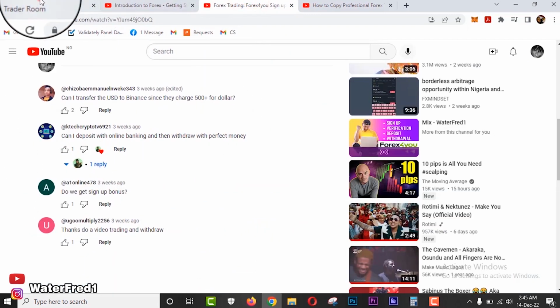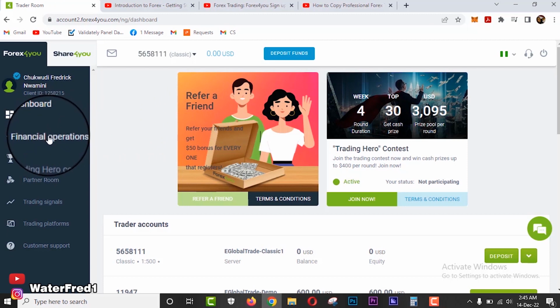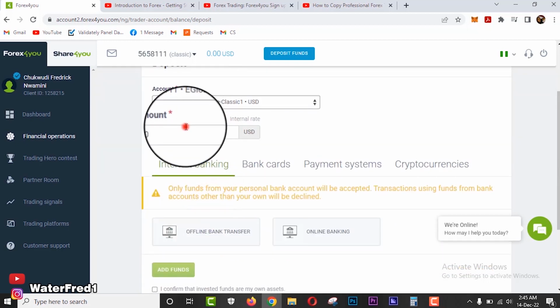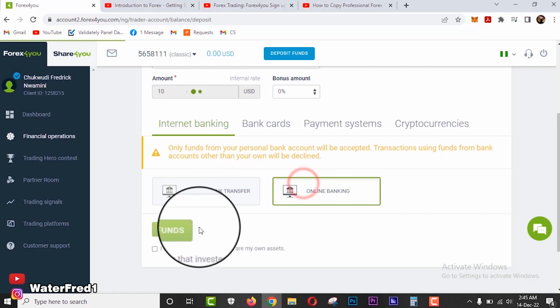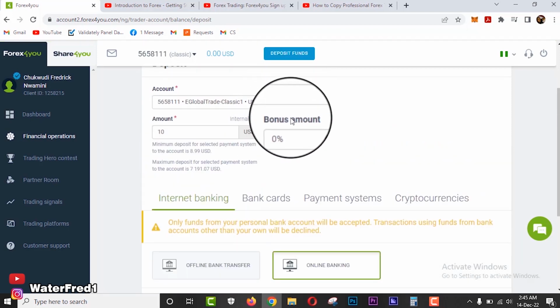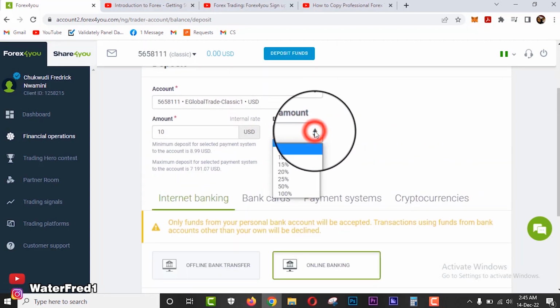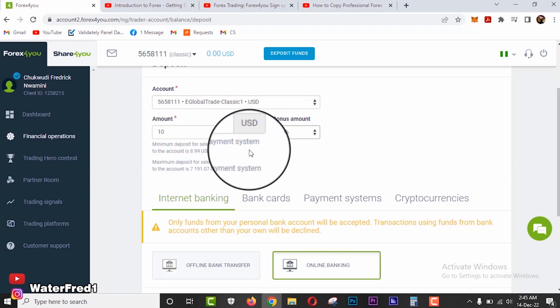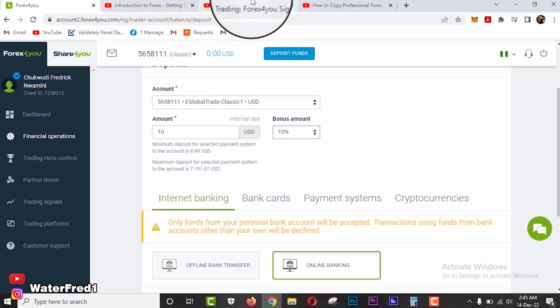You can as well get some bonuses when you deposit money. When you deposit in Forex4You, let's say you put $10 here and select online banking. You can see bonus amount. You can select how many percent bonus you want here when you deposit. So it's all left for you.